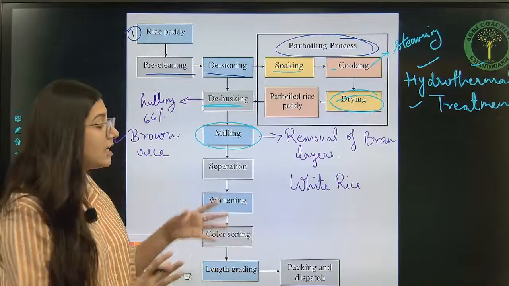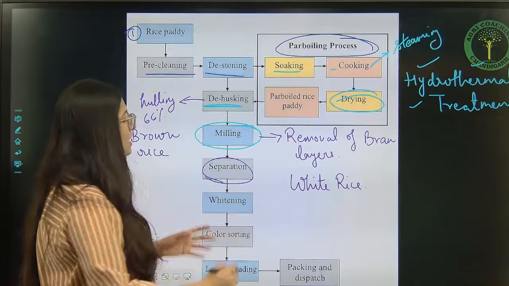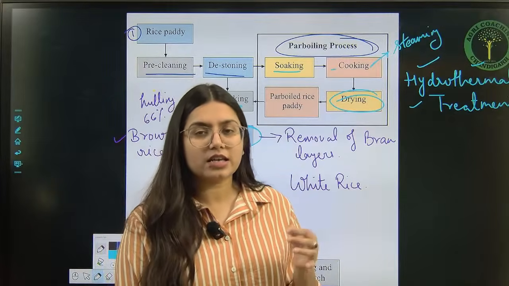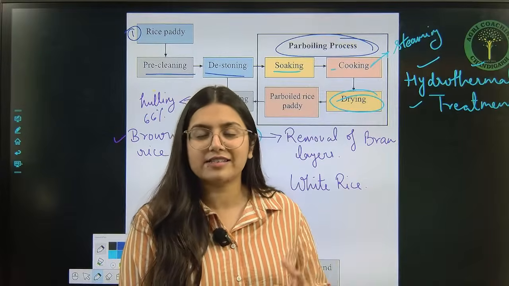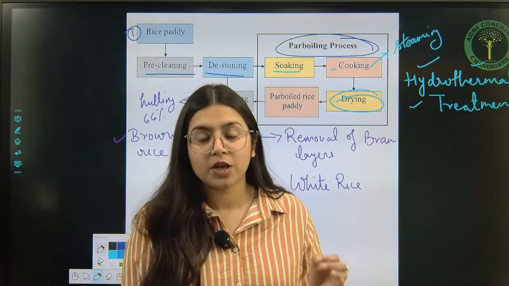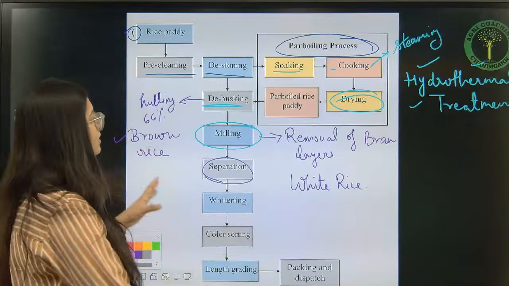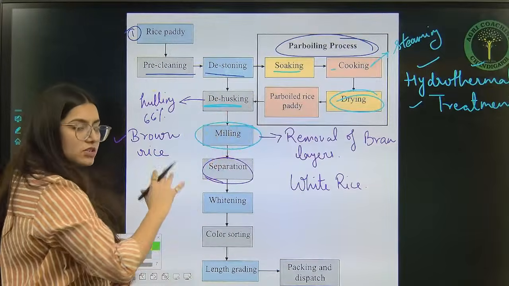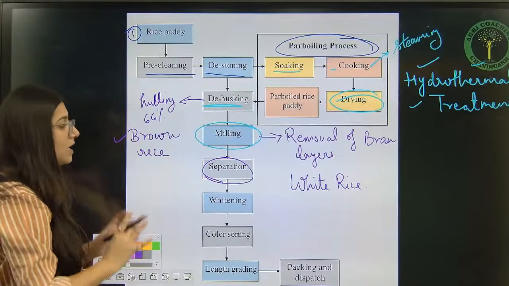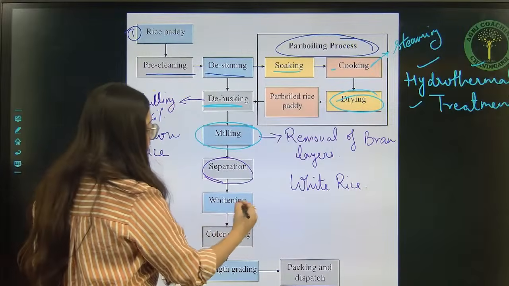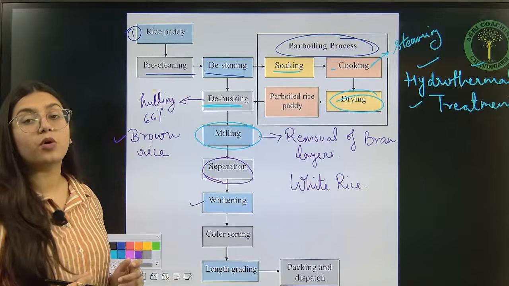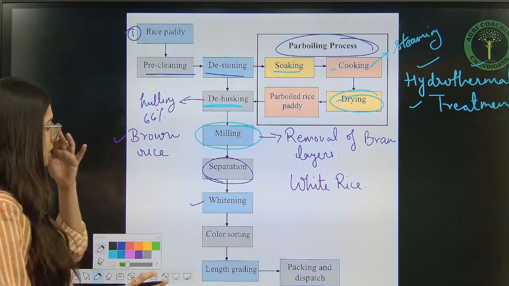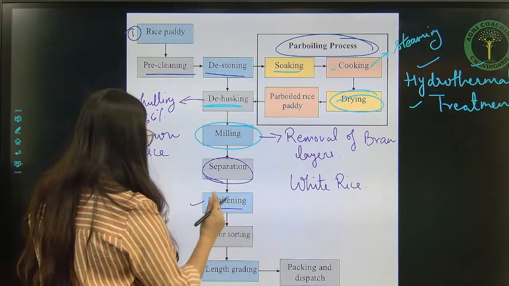Then what happens? Separation. What is this step? See, if the white rice still contains any kind of brown rice or a rice has a covering of husk, we separate it, and then those paddy grains are sent again for the process of parboiling, milling and all. Then the white rice is sent for whitening. What is the meaning of whitening here? Whitening is nothing different. It means polishing. It is sent for the polishing purpose.